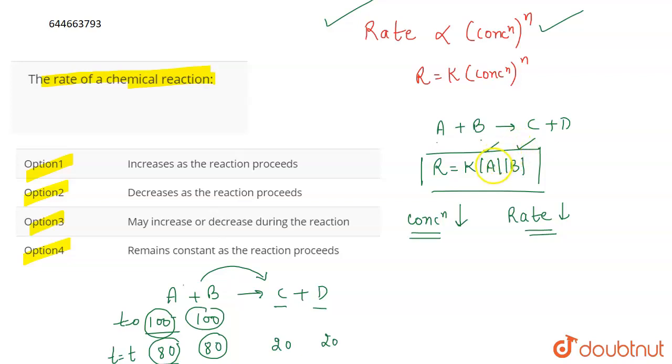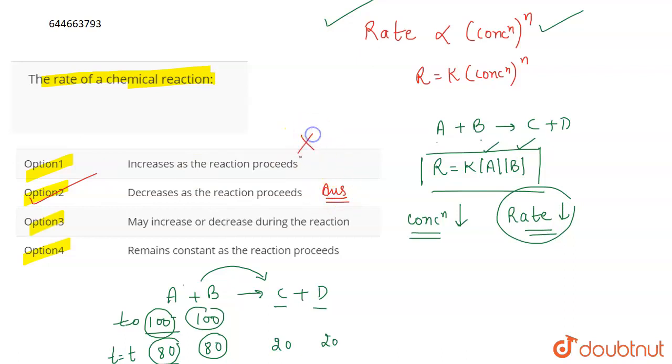After a certain time, after time t, or any time you can take, only initially the reactants will be 100%. But after some time, whenever the reaction proceeds, be it any time, the concentration of reactant is going to decrease only, which means that the rate of the reaction is going to decrease as the reaction proceeds. So the correct answer for this question is option 2. Option 2 is the correct answer for the question.